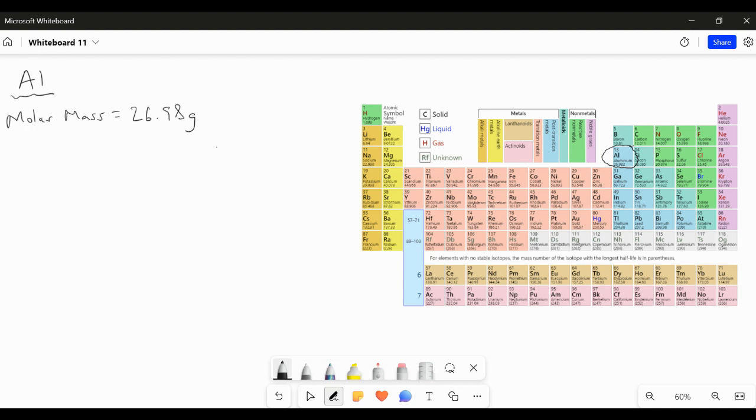Now, generally speaking, the masses listed on the periodic table can be up to like 3 or 4 decimal points, but most people just functionally use 2 decimal points. So in my class, we're mostly going to be using just 2 decimal point molar masses. Okay. But what if it's a little bit more complicated than that?